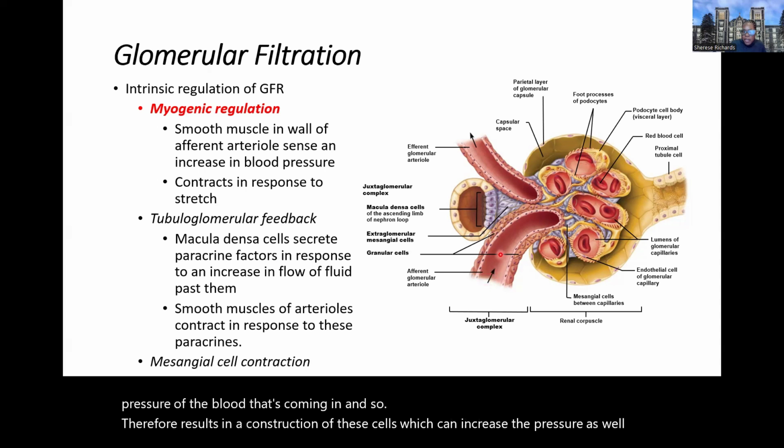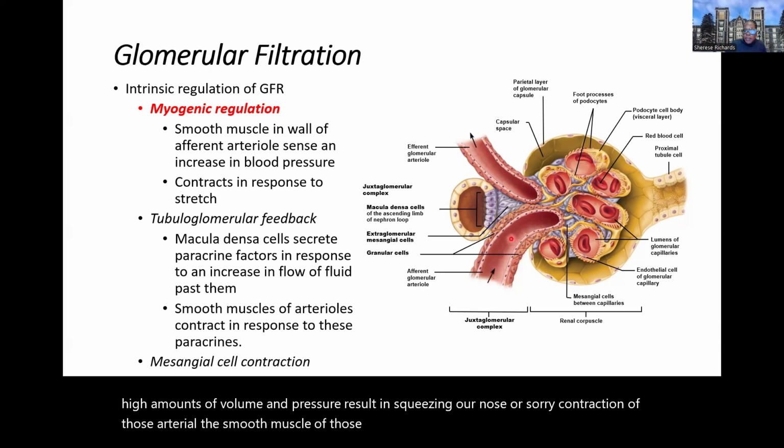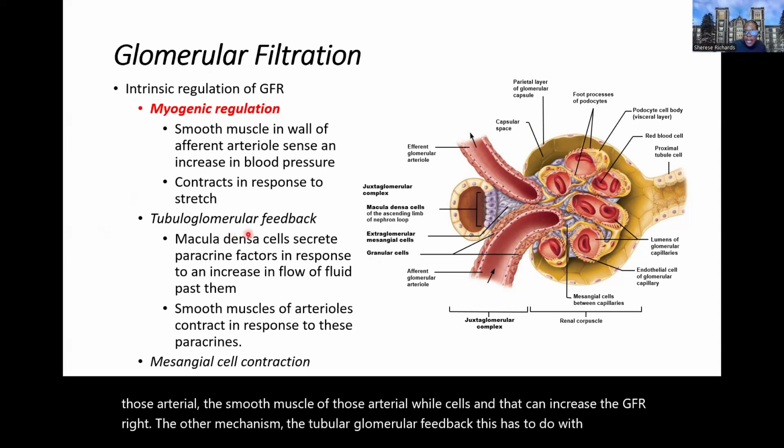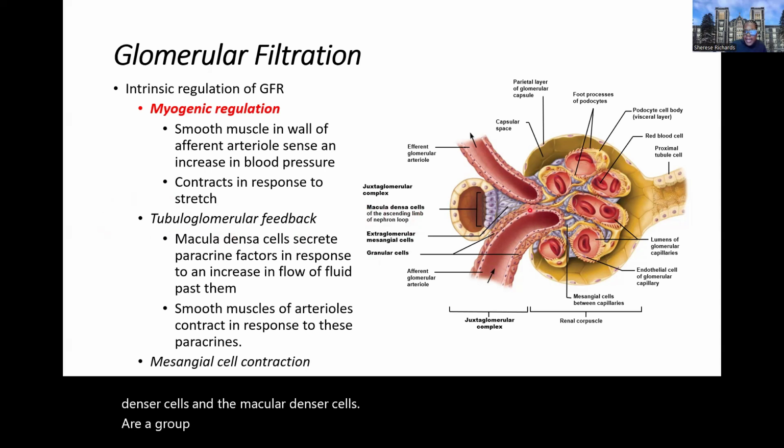So high amounts of volume and pressure result in contraction of the smooth muscle of those arteriole wall cells, and that regulates the GFR. The second mechanism is tubuloglomerular feedback, which has to do with the macula densa cells. The macula densa cells are a group of cells in between the ascending limb of the loop of Henle and the afferent and efferent arterioles of the glomerulus.